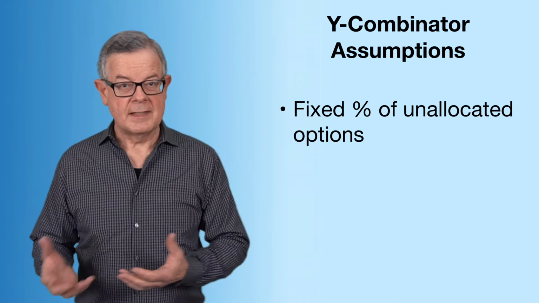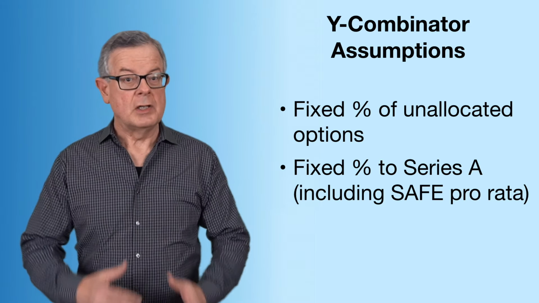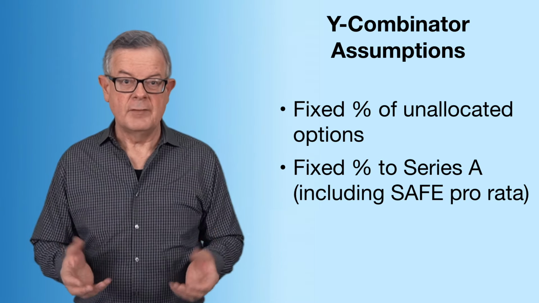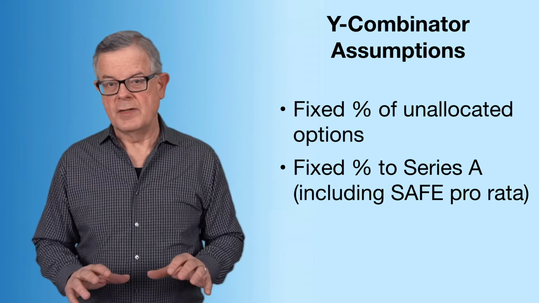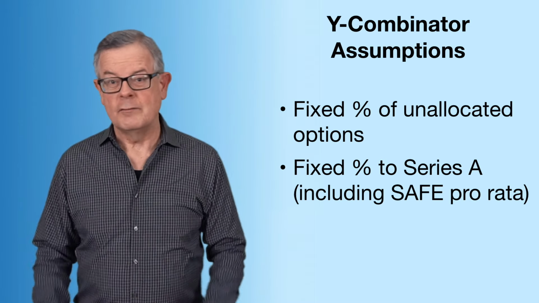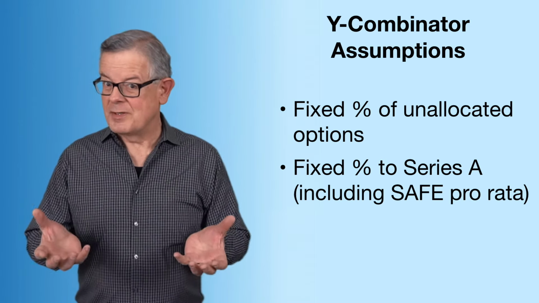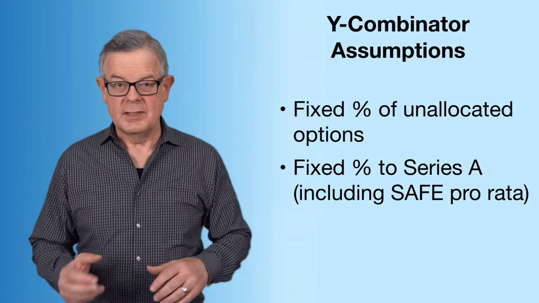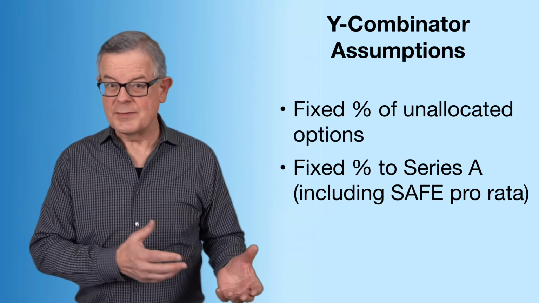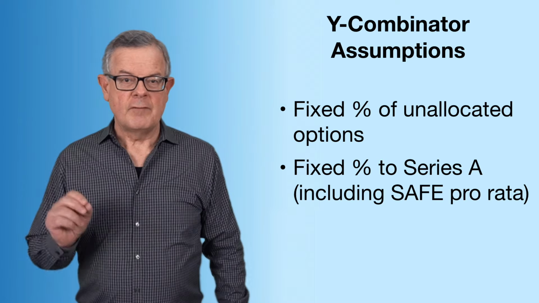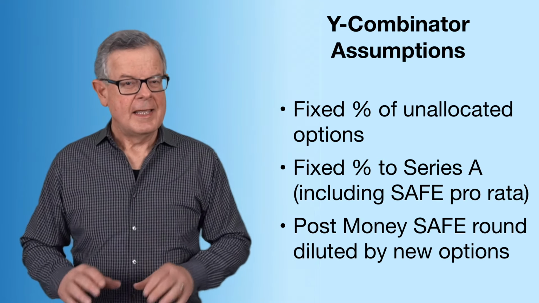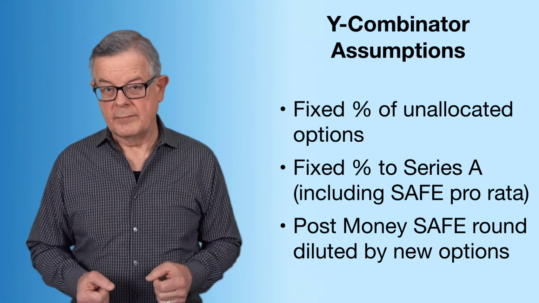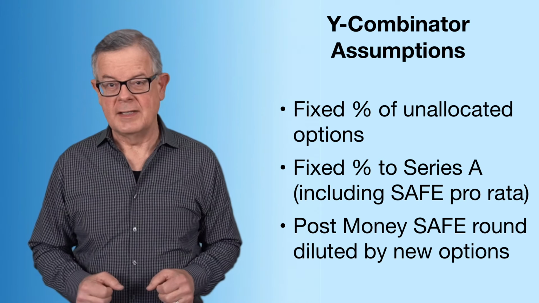They also assume that at the end of the round, the Series A investors, which includes the pro rata investment from any of the SAFE investors, hold a fixed percent of the ownership. And again, in the example, it's 25%. So they're going to mark up the Series A shares to get to that 25%, so they're not diluted by the investment from all of those safes that are converted into stock. And finally, the post-money safe round is actually getting diluted by those new options that are being issued as part of this round that are going to net out to 10% of the company at the end of the round.